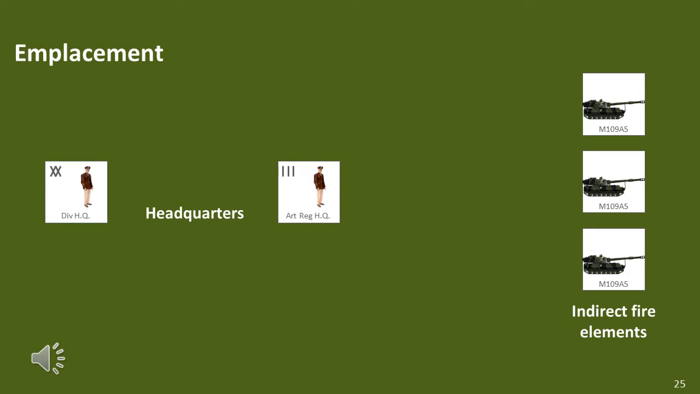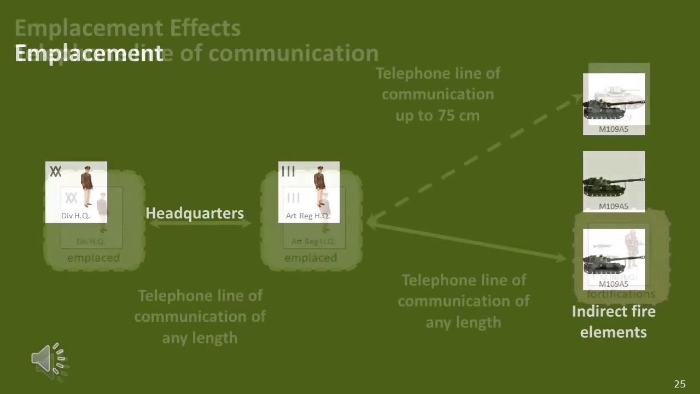Only indirect fire elements, or artillery, and headquarters can and need to emplace. The emplacement rules portray the time and difficulties involved in establishing a communication link between artillery and an observer. It also portrays the time and difficulty involved in establishing a telephone line of communication between headquarters and elements in fortifications, and headquarters and elements not in fortifications.